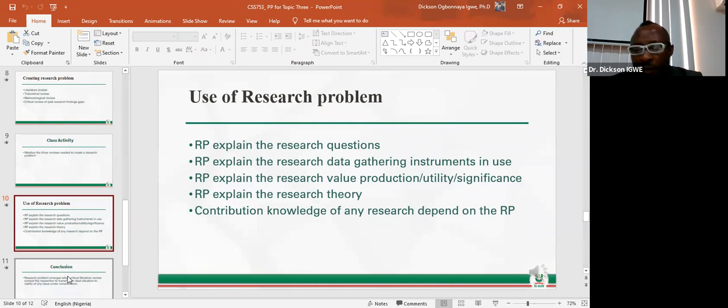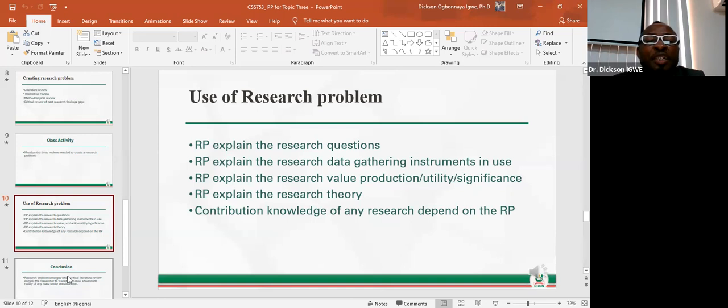For instance, if you don't have a well-articulated research problem, there will be no value production. Because if that problem is resolved, what value will it produce? What utility is it providing? Of what significance is this value or utility going to be to the academia, to the society, to the policymakers, and to the victim of that problem? So to that extent, the use of research problem is to explain the research value production, utility, and significance of the study.